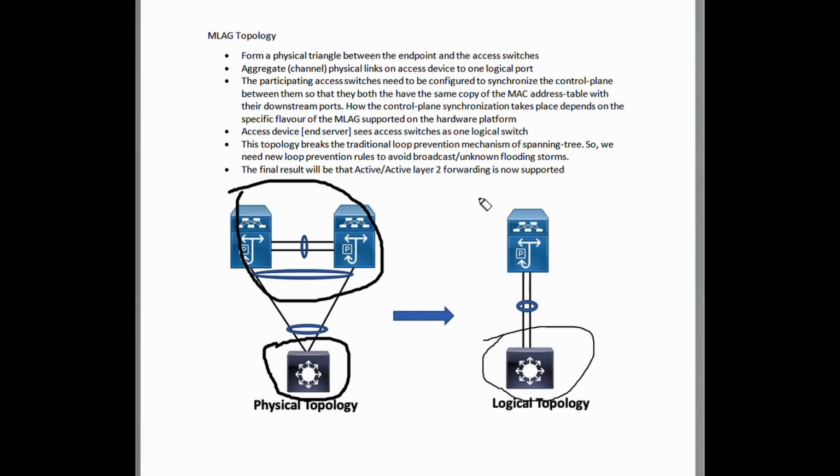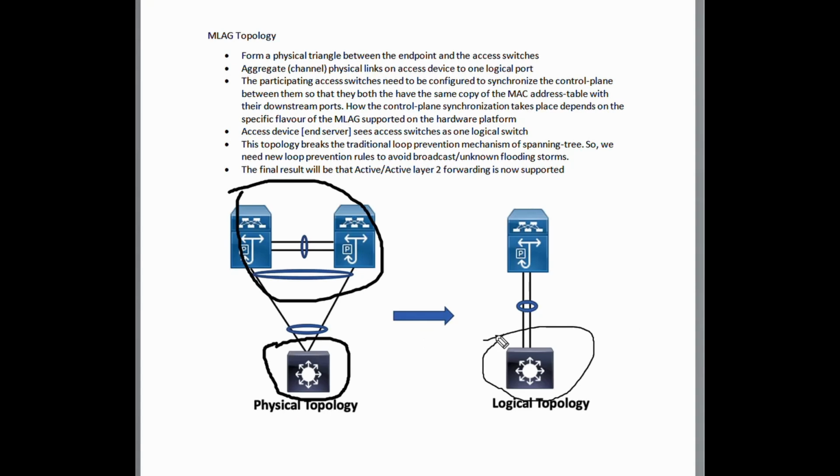an active-active manner. Now, the challenge with this topology is that the participating switches need some sort of mechanism to synchronize the control plane information between them so that both have the same copy of the MAC address table and ARP cache if they are doing layer 3 forwarding. How this control plane information gets synchronized between the participating switches depends on the specific flavor of the MLAG or multi-chassis link aggregation protocol running on that particular hardware platform.